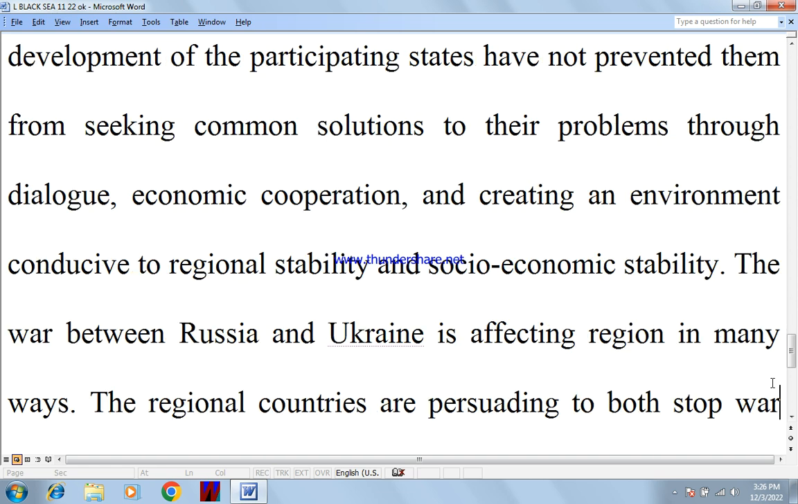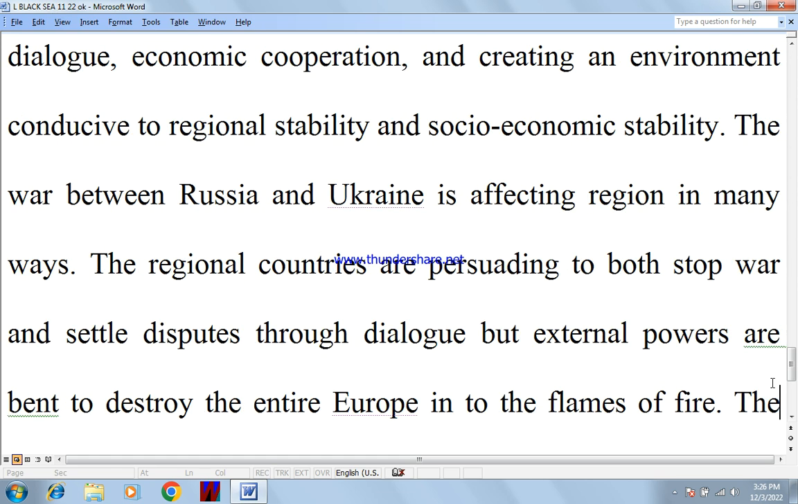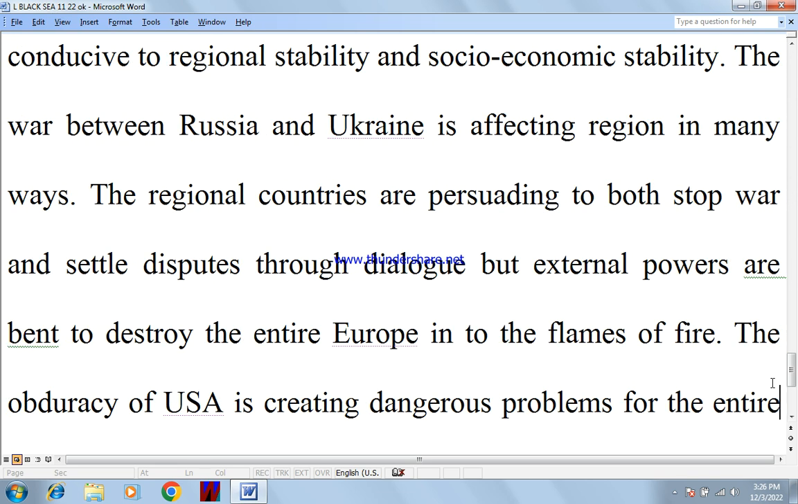The war between Russia and Ukraine is affecting region in many ways. The regional countries are persuading both to stop war and settle disputes through dialogue, but external powers are bent to destroy the entire Europe into the flames of fire.